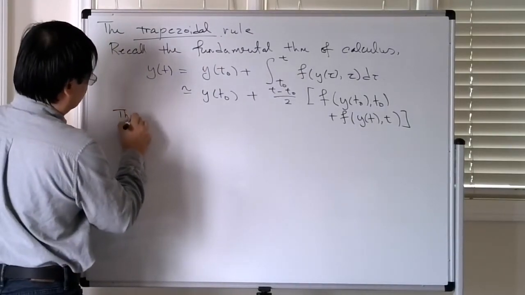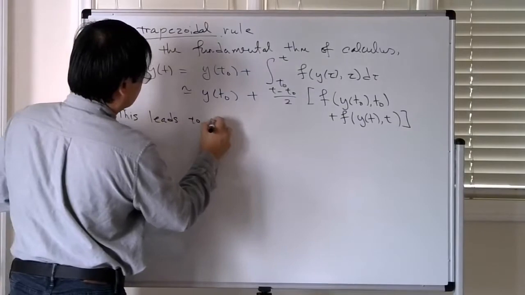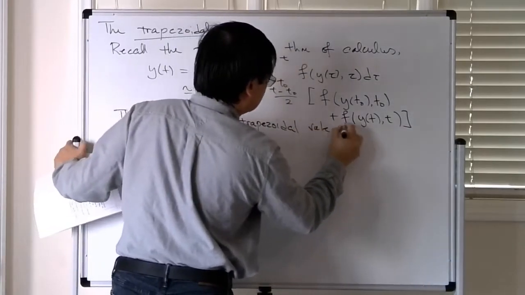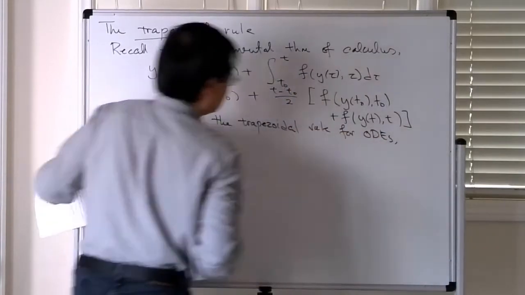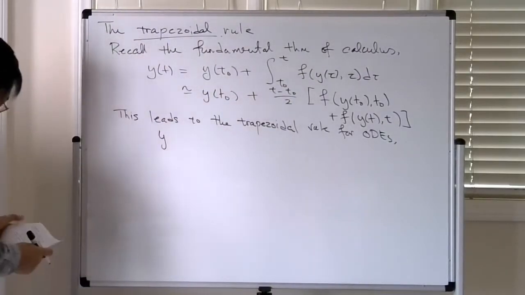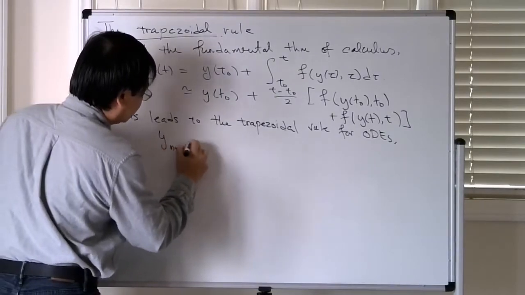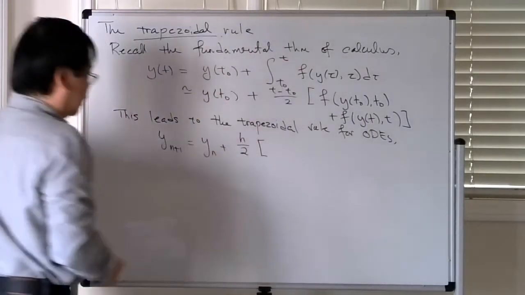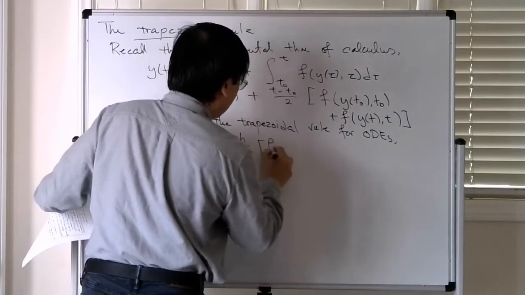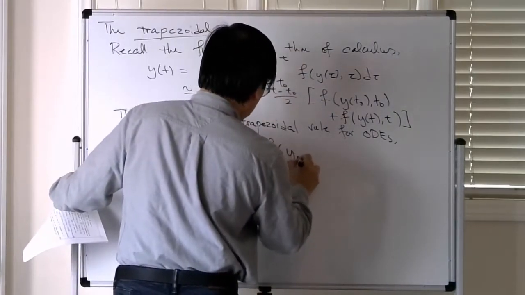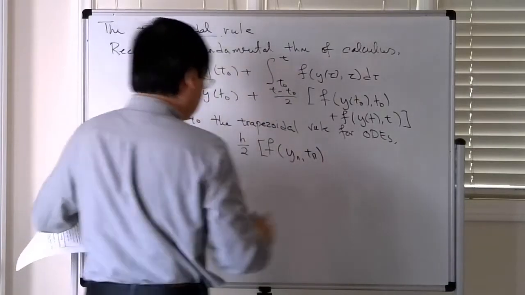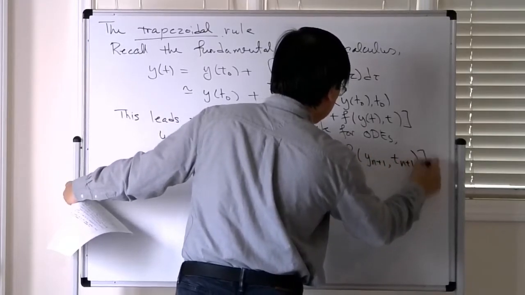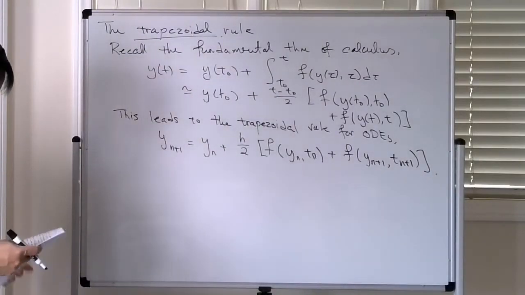So this leads to the trapezoidal rule for ODEs, which has the form that y at the new time, y_{n+1}, is equal to y_n plus h over 2 times f evaluated at (y_n, t_n) plus f evaluated at (y_{n+1}, t_{n+1}). Okay, all right, so that's what we call the trapezoidal rule.